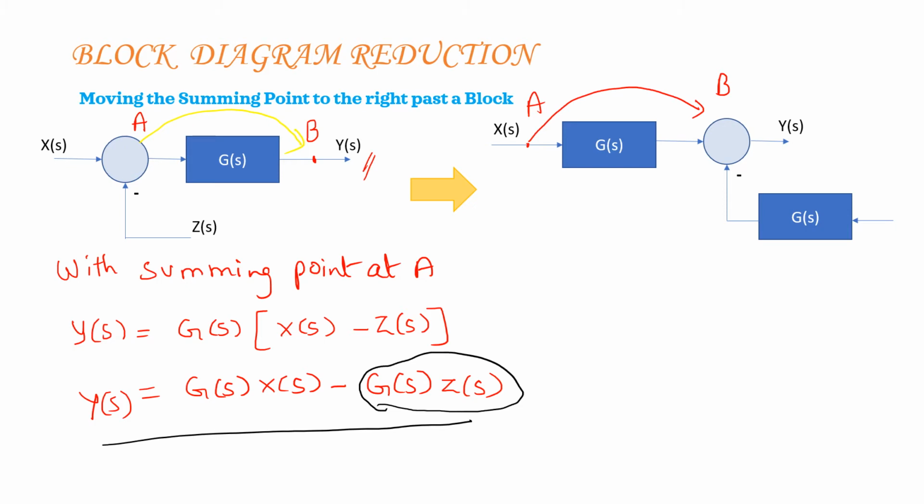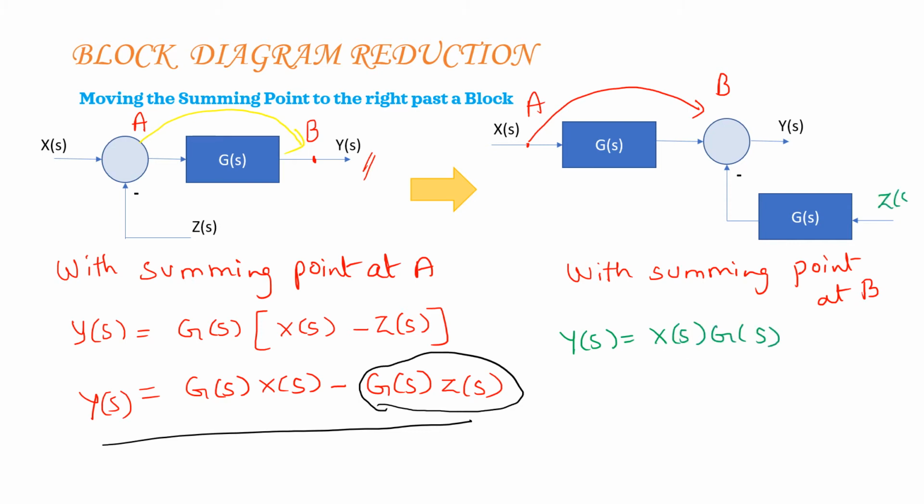Now write what is y of s. With the summing point at B, my y of s is x of s into g of s minus, here it should be z of s, so x of s into g of s minus g of s into z of s. So you can see that these two are same. So what is the new block to be added? New block to be added is g of s.